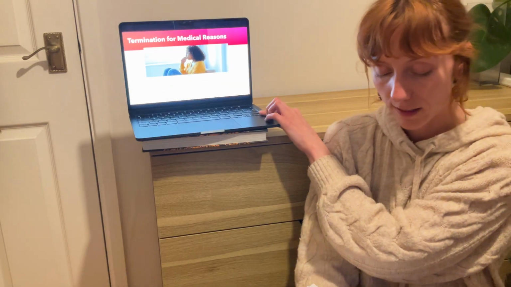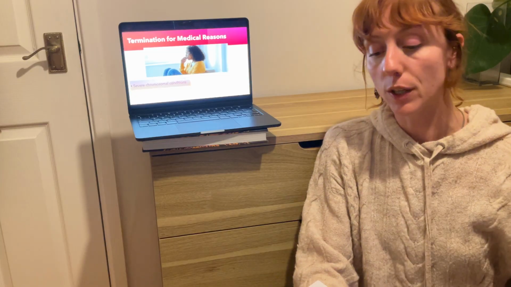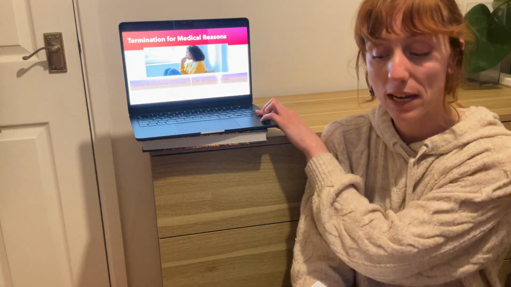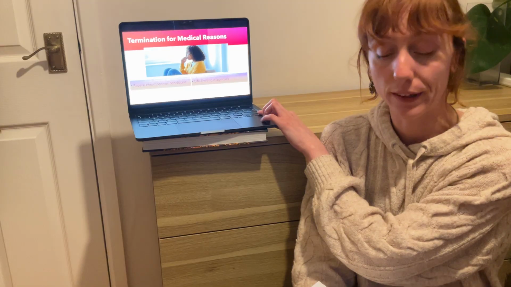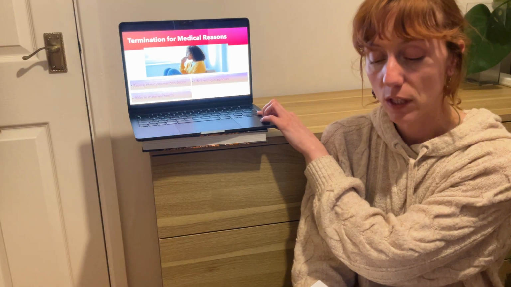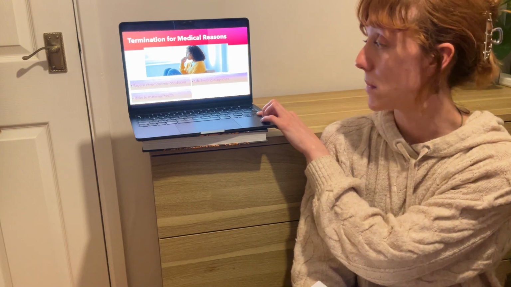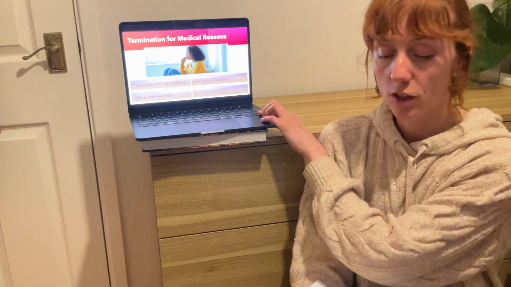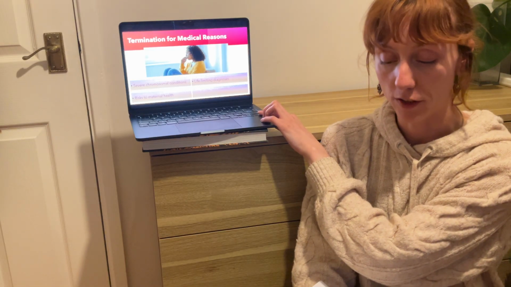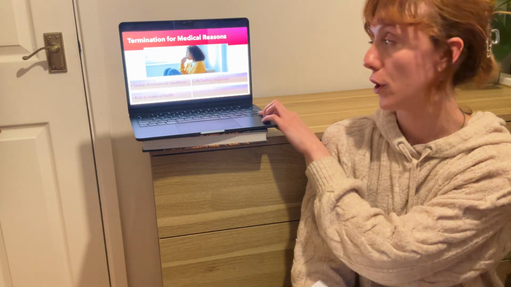In some cases, termination is considered for medical reasons. This may include severe chromosomal conditions, such as those discussed earlier, where the baby may not survive or may experience significant suffering. It may also be recommended if continuing the pregnancy poses serious risk to the mother's health. These decisions are often complex and are made with support from healthcare professionals, ensuring that parents are fully informed and supported throughout.